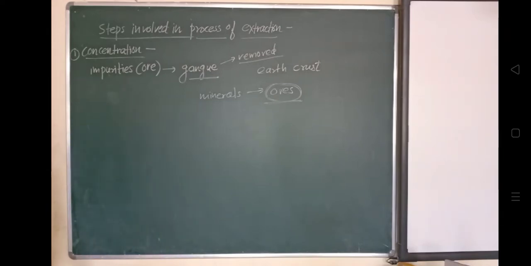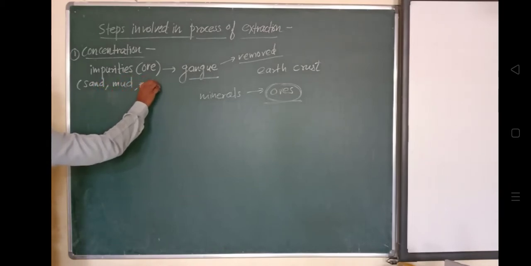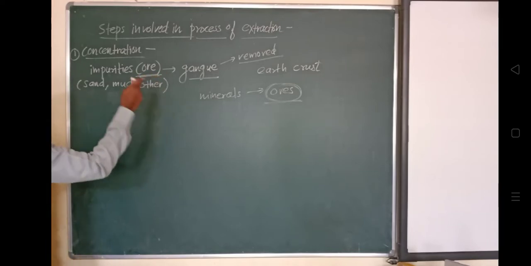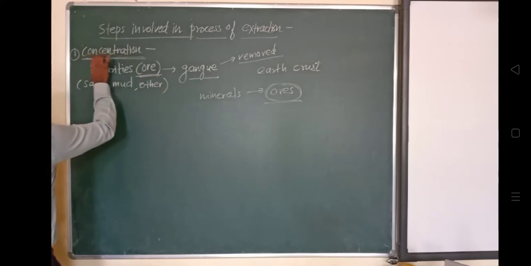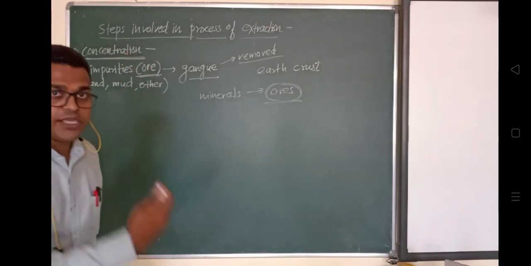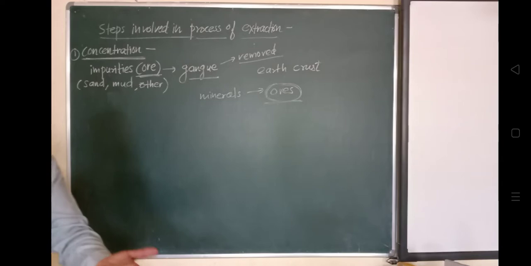What is removed? The sand, mud, and other unwanted impurities which are present in that ore are removed in the very first step. The process of removal of these impurities and this gangue is called the concentration process, and this is the very first step involved in the process of extraction.